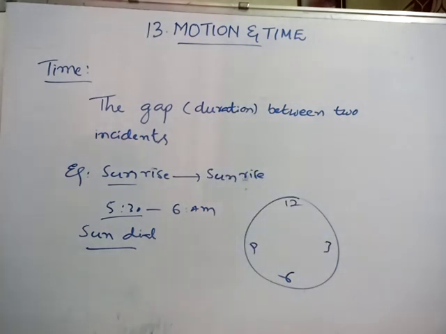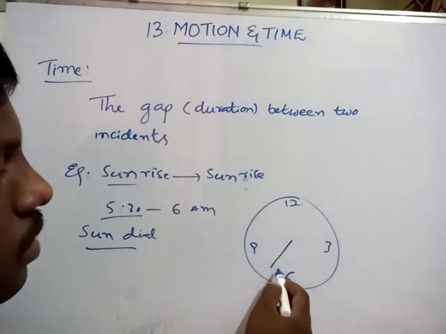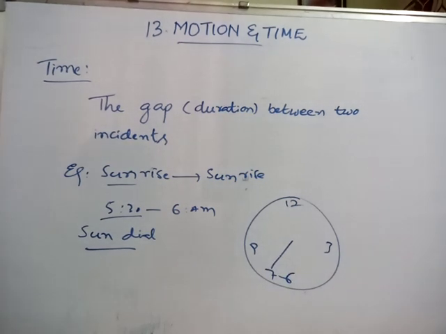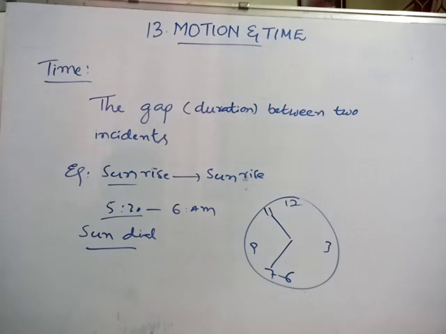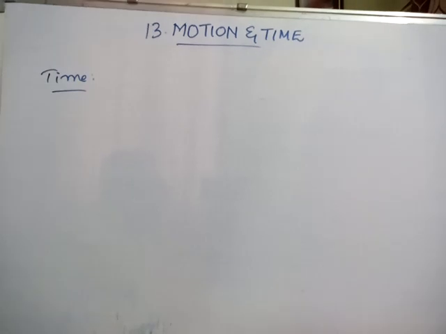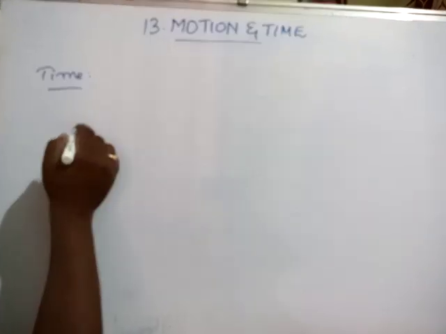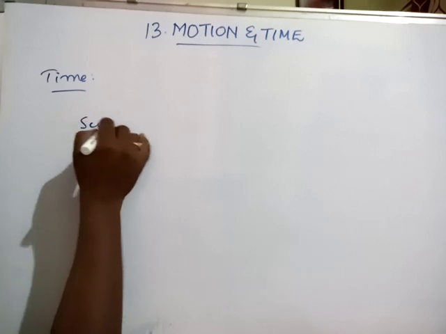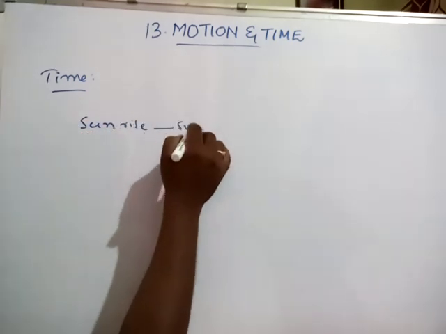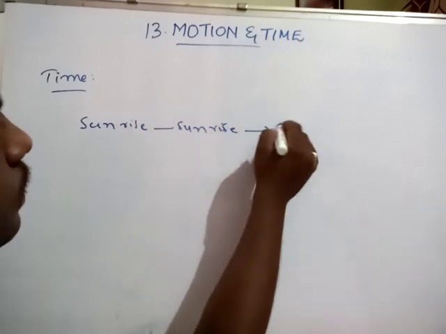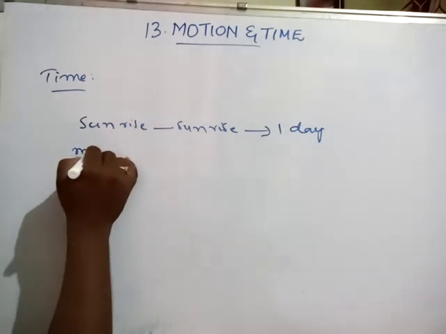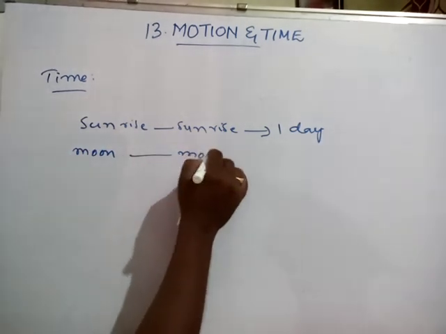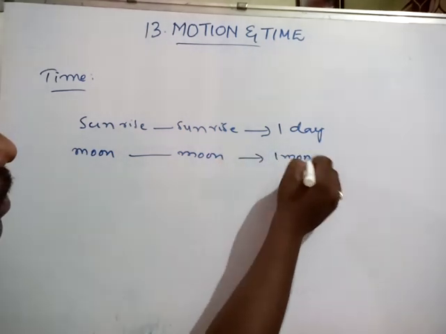If the shadow falls here, then we feel it is 7 o'clock. If the shadow is at 11, then we feel it is 11 o'clock. Like that we can measure. So time is measured as one day from sunrise to the next sunrise. And one full moon day to the next full moon day is 1 month.